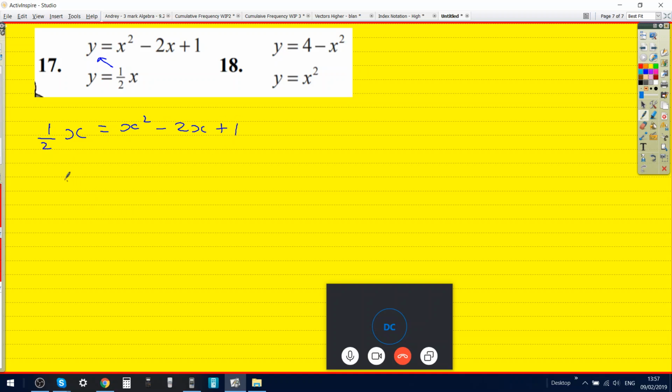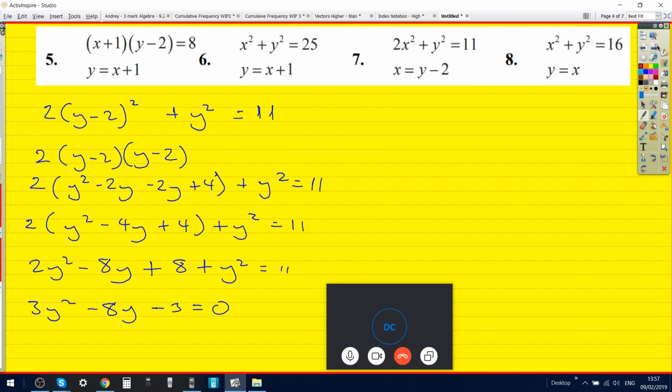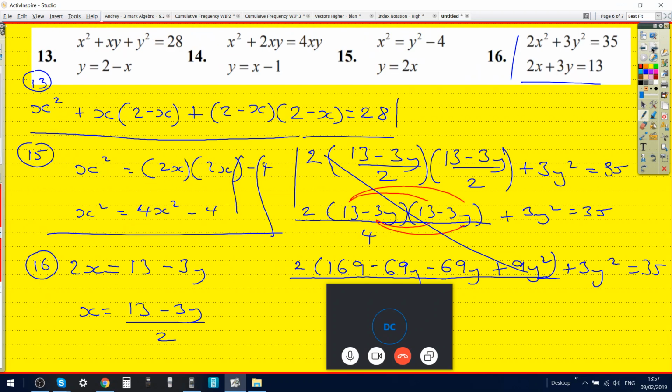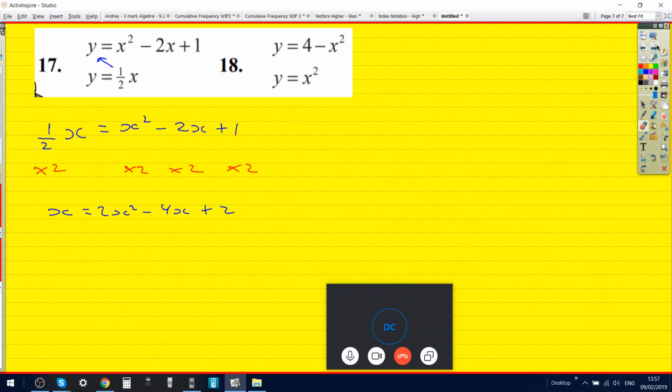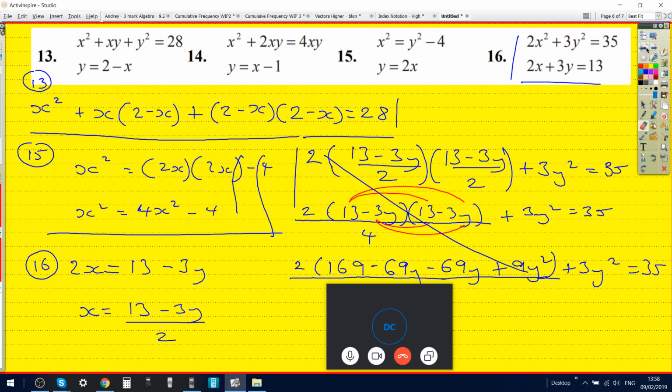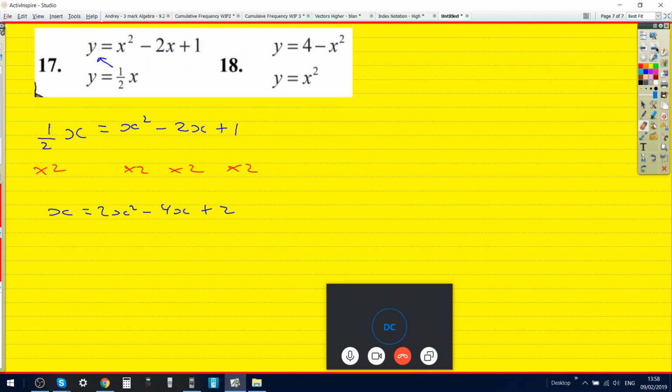Okay. And you might find it easier to double everything. So x equals 2x squared minus 4x plus 2. But yeah, if they're both equal to y, then they're both equal to each other. And it's just the same as substitution. Perfect. How was that for you, Hugo? That was good, thank you. Wait, for number 17, just last question. If they're both equal to y, can you not say? Oh, okay, don't worry. Sorry.